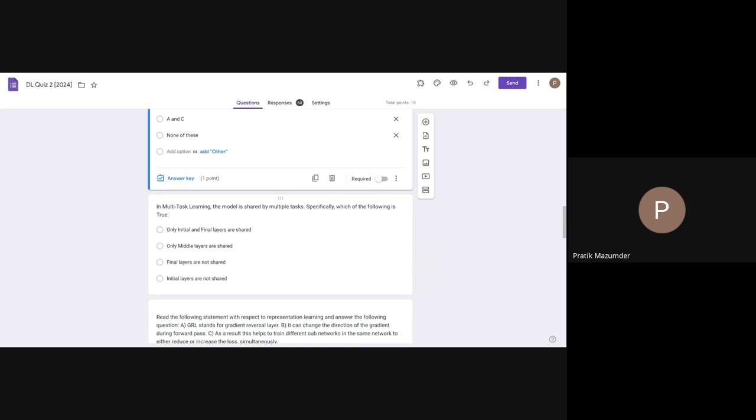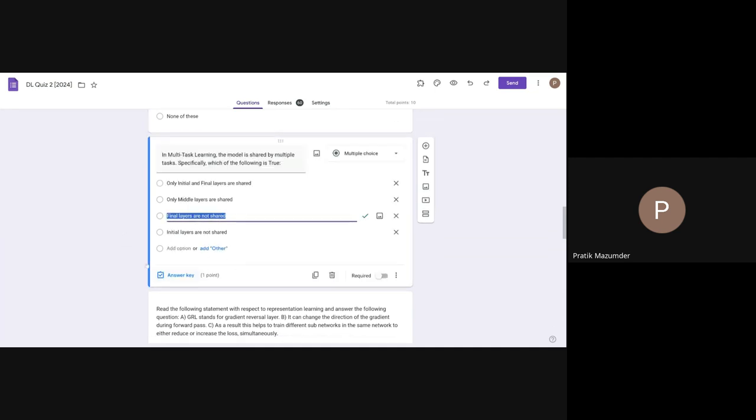Next, in multitask learning, the model is shared by multiple tasks. Specifically, which of the following is true? If you remember, when we were discussing multitask learning, the initial layers were shared and the final layers were dedicated to each of the tasks. So the negation statement, final layers are not shared, would be true, because the first statement is not correct. Final layers are not shared, this is also not correct. Only middle layers are shared, this is also not correct. Only initial layers are not shared. So only the final layers are not shared is correct.